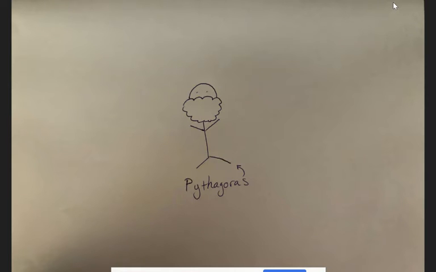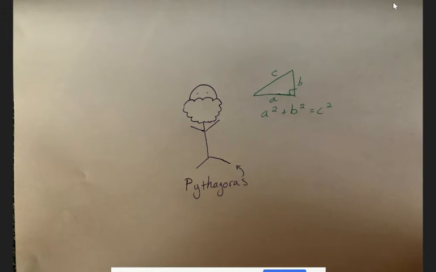All right, so let's talk about why we know that the square root of 2 is irrational. This story actually starts with a guy named Pythagoras, who you have probably heard of. He was this ancient Greek dude who, among other things, told us that in a right triangle, a squared plus b squared equals c squared, where a and b are the legs and c is the hypotenuse.